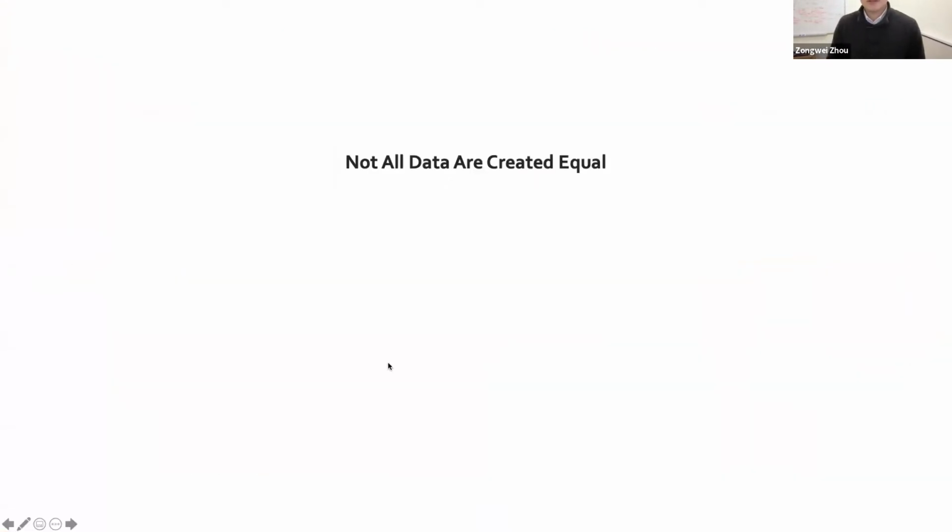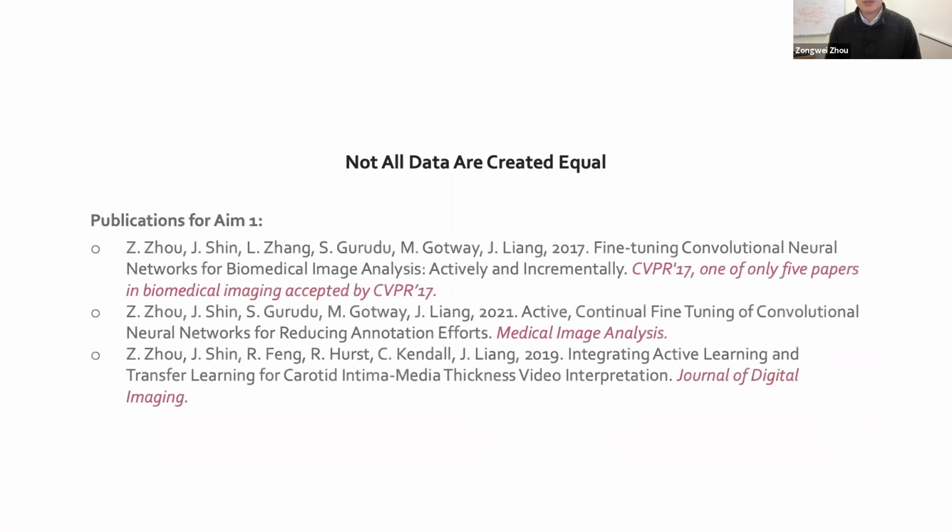This work suggests that not all data are created equal. Our job is to find the most essential data that can increase the deep learning model performance with as low an annotation cost as possible. And Aim 1 has led to 3 publications. We first presented this work in 2017, which was also one of the earliest works I did at ASU. And we applied this technique to many other medical applications and also validated the usefulness in natural imaging tasks.